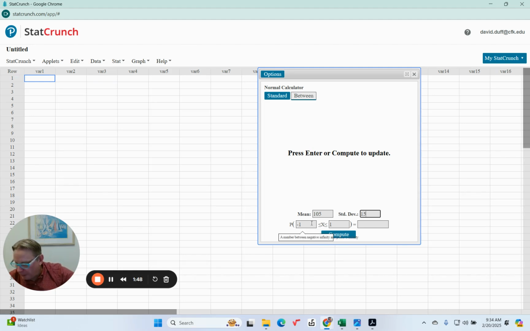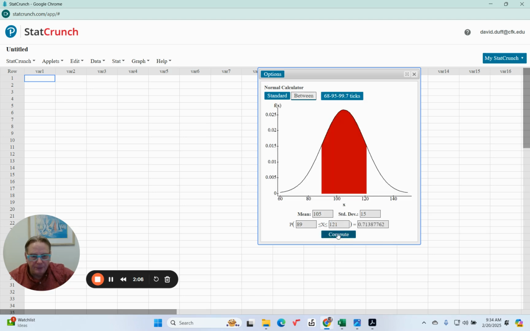Now I'm looking for the area or the probability, because area and probability are representative of the same thing. So we're looking for the area between 89 and 121. Then I'm going to go ahead and select compute. And there you have it. You have a picture. It's one of the things I really like about StatCrunch is, when you're just calculating z-scores and things like that, you don't get this nice picture. But here, it's pretty well laid out, right?